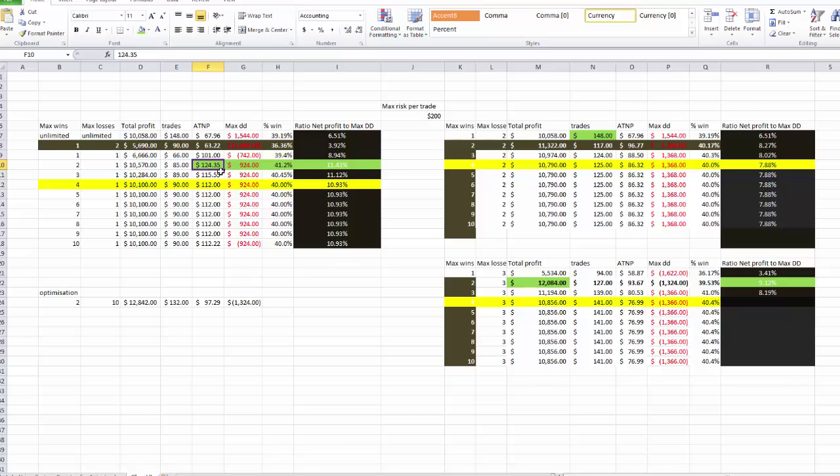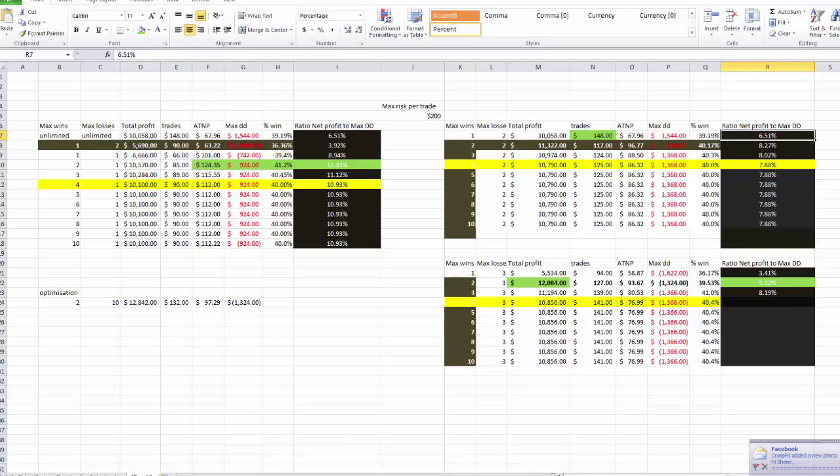Now, if we look at some of our other benchmarks, the number of trades are obviously critical, but here with our number of trades, max 1 win, 2 losses, we basically only get $67 average trade net profit. That's really not good enough, and our net profit to max drawdown is pretty ordinary at 6.51.